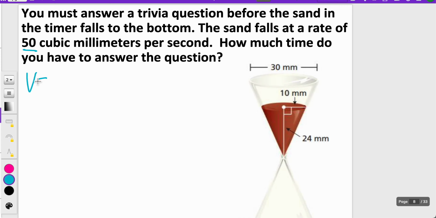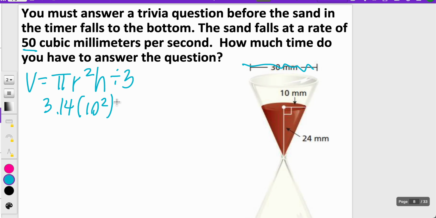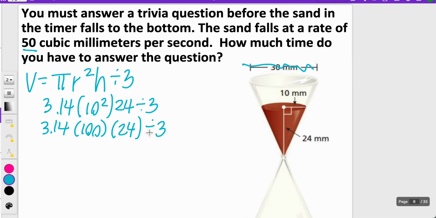Well, first we need to find the volume of the sand. Really and truthfully, you do not need this 30 here. That's the entire portion. I just am focusing on the sand for now. So pi times radius squared times height divided by 3. So 3.14 times 10 squared times 24 divided by 3, or 3.14 times 100 times 24 divided by 3. Let's go ahead and find that answer first.